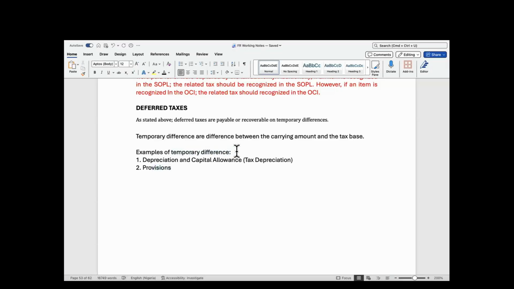So that's why we separate it, that, okay, this is the current tax. This is the one that ourselves and the tax authority have agreed for the year. These ones are the deferred. These are the ones we did not agree, but we will agree.